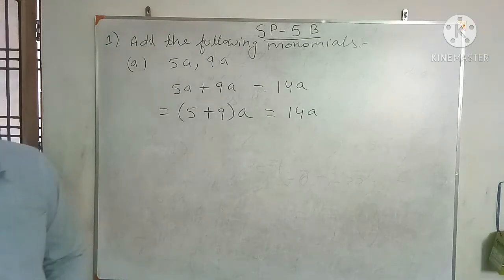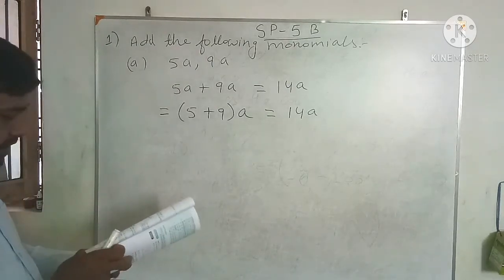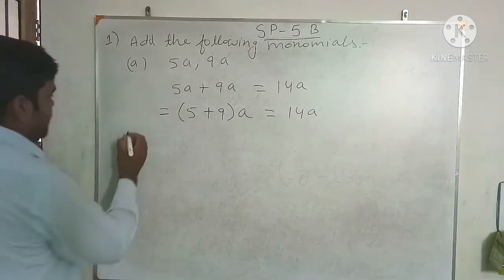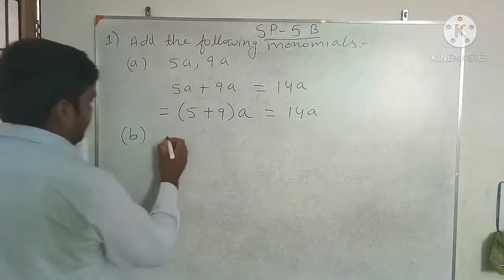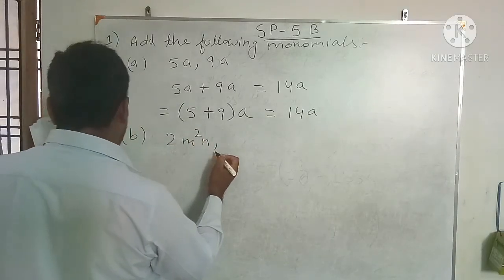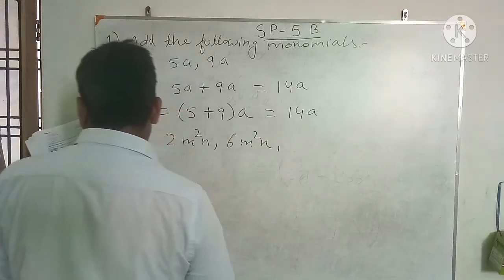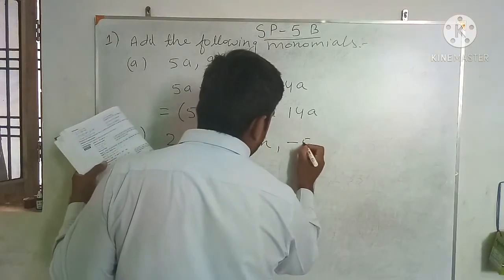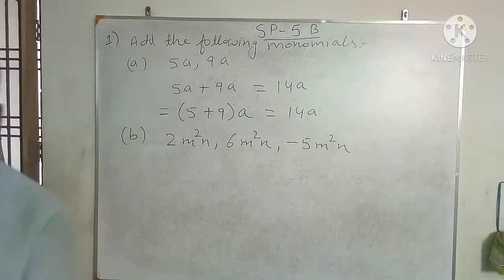Okay. Now we do the next question. Question C. B is the homework. Question number C: 2m square n, comma, 6m square n, comma, minus 5m square n. So now we have to add these three terms.